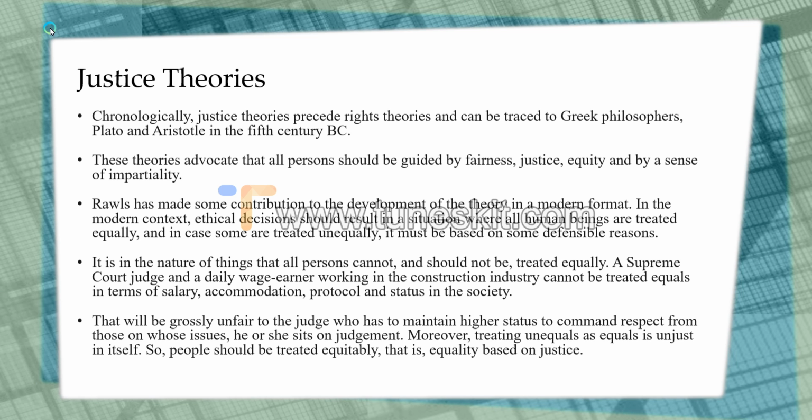Next, moreover, treating unequals as equals is unjust in itself. Obviously, if you are treating someone or something as equal, but actually that is not equal, that person lacks equality, then that is a very unjust decision. So people should be treated equitably, and that is equality based on justice. When there is equality, there is justice. That should be the idea in the mind of the individual. So that is about justice theories.